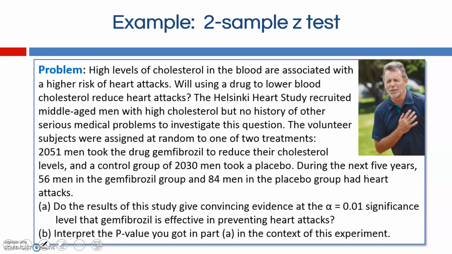All right, one final problem here. I'm going to pause the slide and I want you to read through it, as we don't have too much time here, but please go through it, and then we're going to answer questions A and B. Do the results of the study give convincing evidence at the alpha equals 0.01 significance level that gemfibrozil is effective in preventing heart attacks? So please read that. Check back with us in about a minute.